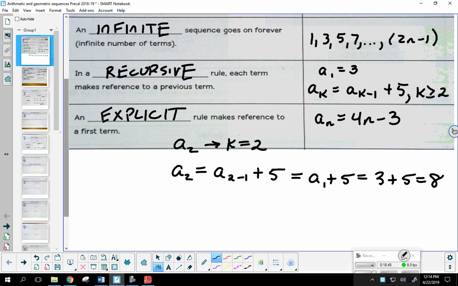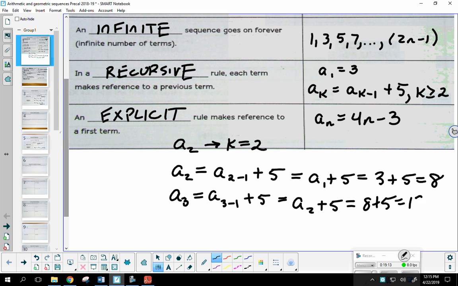So let's say I wanted to find the third term. Well, in this case, k equals what? 3. So I'm going to plug this into the formula. So a sub k minus 1 would be a sub 3 minus 1 plus 5. But what's 3 minus 1? 2. So you'll notice I've got to use the second term in order to find the third. Well, what was the second term? 8. So I would say 8 plus 5, we got 13. And now that pattern would continue.